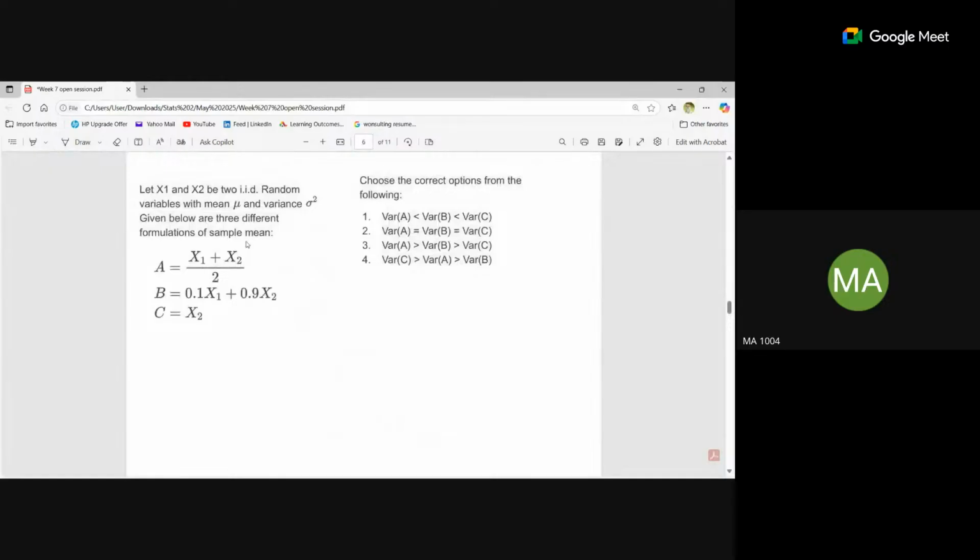Now, let x1 and x2 be two IID random variables with mean mu and variance sigma square. Given below are three different formulations of sample mean. A is x1 plus x2 by 2. B is 0.1 x1 plus 0.9 x2. Now you need to find out the relation among their variances. So you just solve it and tell me the answer.